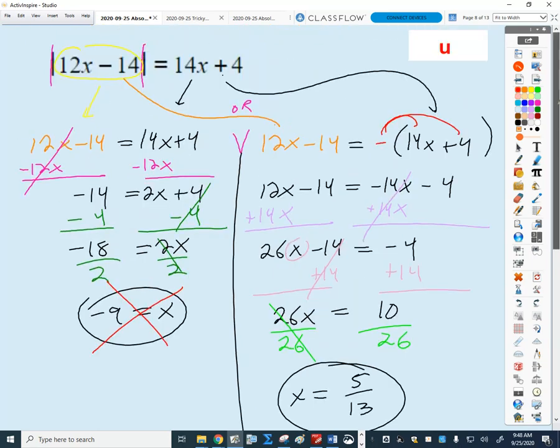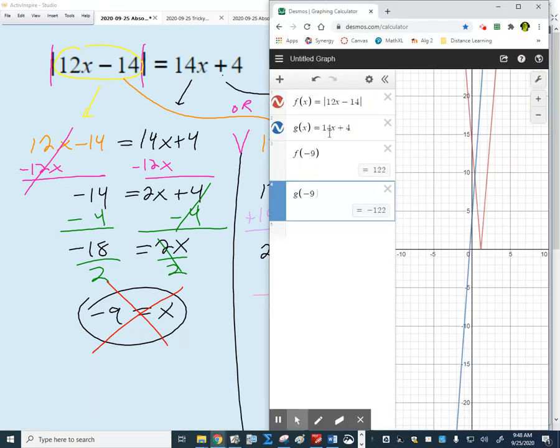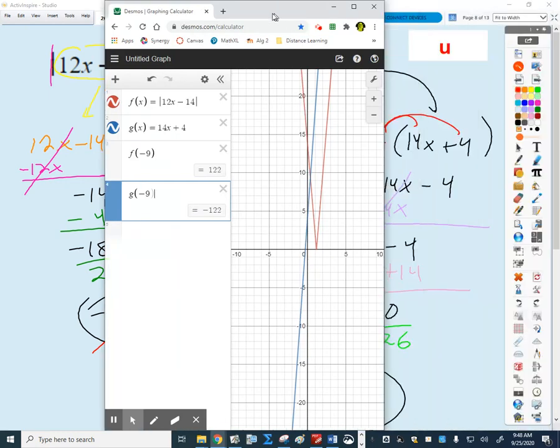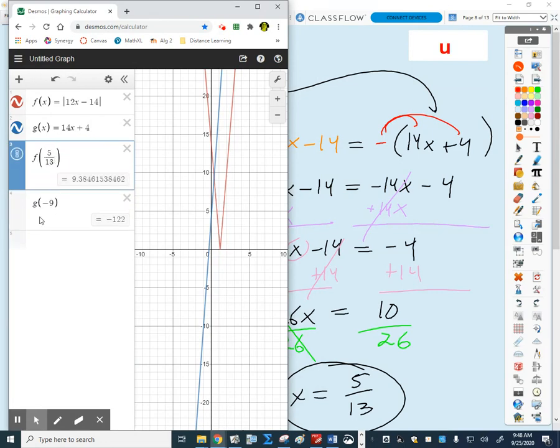What about 5/13? Well, let's check. Desmos makes it really easy to check fractions. So I'm going to check 5/13 now. There's my other solution, right? So f of 5/13 gives me that weird decimal. G of 5/13 gives me the same weird decimal. So is 5/13 a solution? I got the same thing on both sides. That one works, doesn't it? Good. So 5/13 ends up being the only solution in this problem.